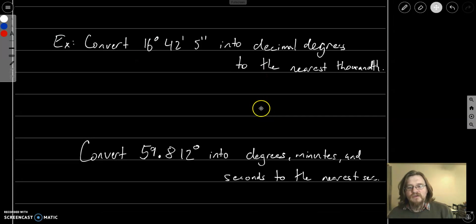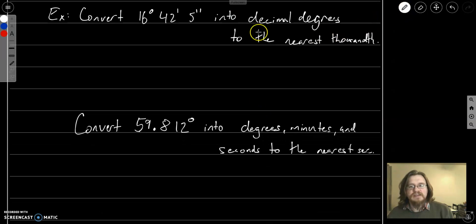So one thing that we should also be able to do is, if you're given something in terms of degrees, minutes, and seconds, we should be able to turn that just into a decimal of degrees. And if we're given some decimal that's describing degrees, we should be able to say, oh, it's about this many degrees, this many minutes, and this many seconds. So let's focus on turning degrees, minutes, and seconds into just degrees with decimals, and we'll just round to the nearest thousandth.